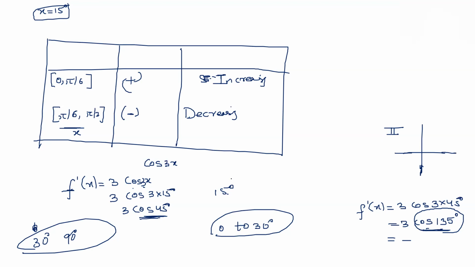Yes, sir. Okay, so there's no need to find the exact value. We just need to check the sign. So you can analyze in this way also: 135 is in the second quadrant, so it will be negative. So this will be decreasing. Okay, shall we move to the next question, Fahad and Abdul? Yes, sir. Okay.